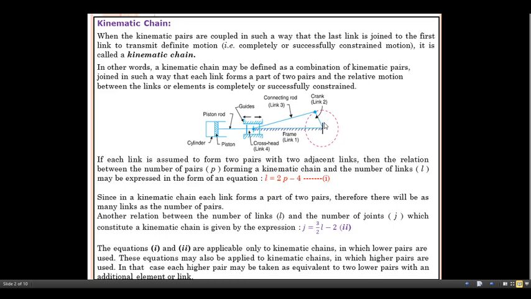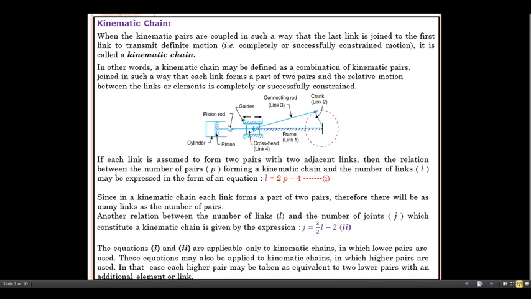So link number 1 will form a crank with the fixed link. This is link number 1, then this will form pair number 1. Link number 2 with link number 3 is the crank with the connecting rod, which will form pair number 2. Then the next one, link number 4.